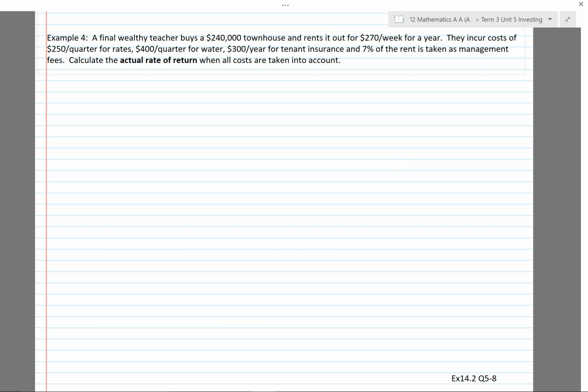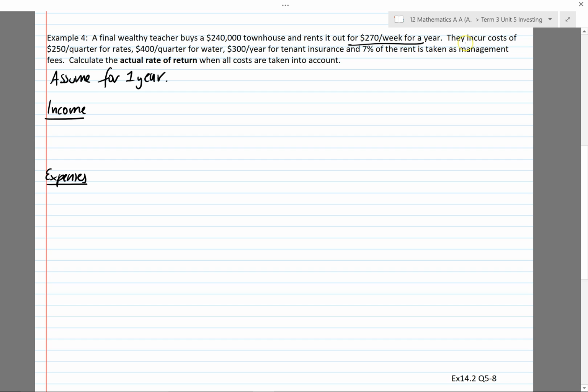Okay, again, finding an actual rate of return of our scenario where we're looking at rental income. For these type of problems, we're always just going to assume 1 year. Okay, and I really need to look at what income does he or she receive, and what are their expenses. So I'll read through this problem and pick out the ones that are income. So he buys this townhouse and rents it for $270 a week a year.